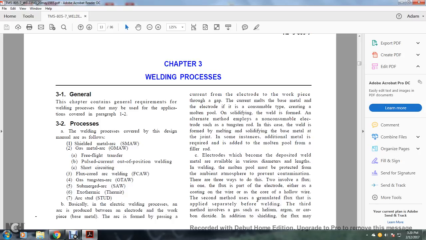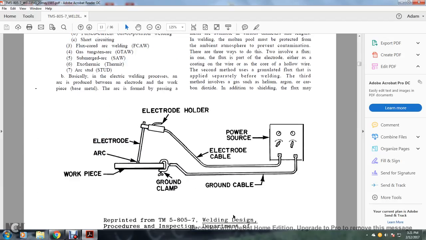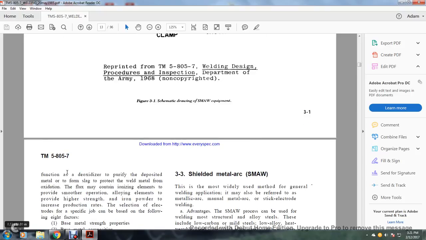The second method uses granulated flux that is applied separately before welding, and the third method involves gas such as helium, argon, or carbon dioxide, in addition to shielding and the flux. Flux may function as a deoxidizer to purify the deposited metal in the form of slag, and protect the weld from oxidation.